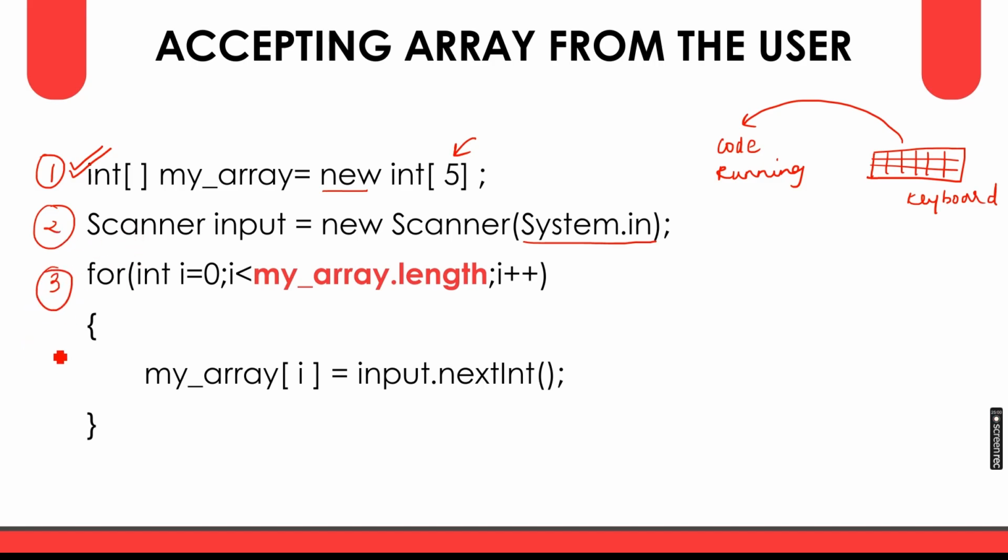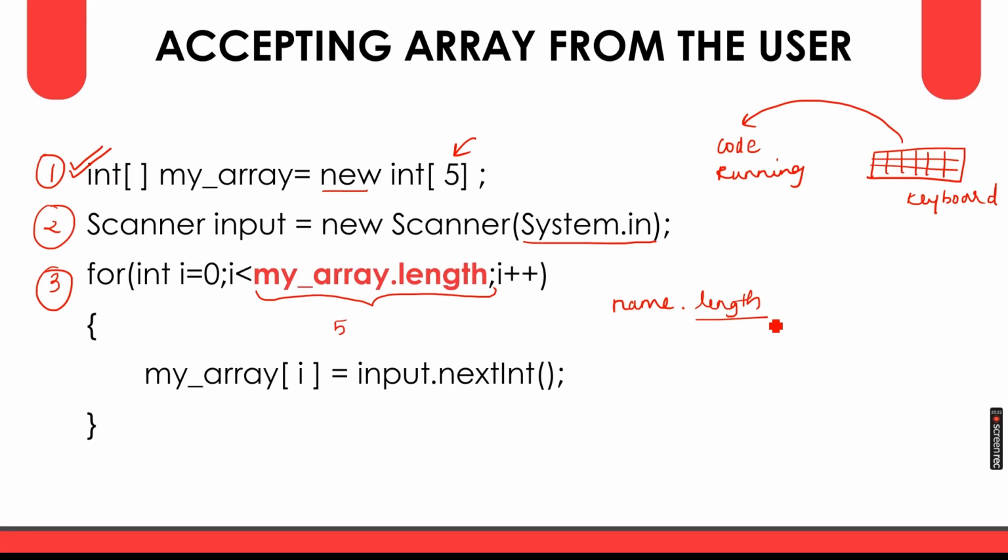Third step will be to create a for loop to accept the array. In this, we will start from 0, and here one new thing you will get to know is that instead of writing 5 here, we can just write the name of the array and dot and then length.